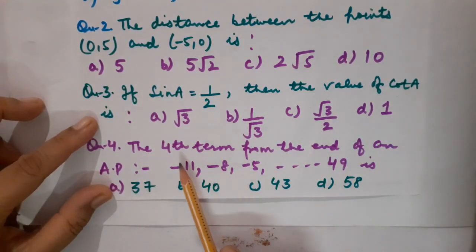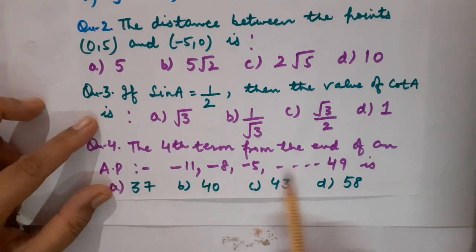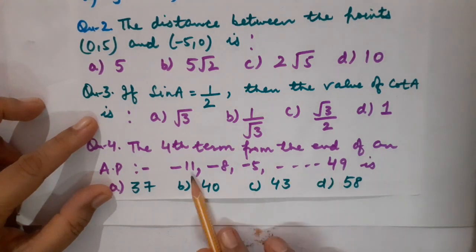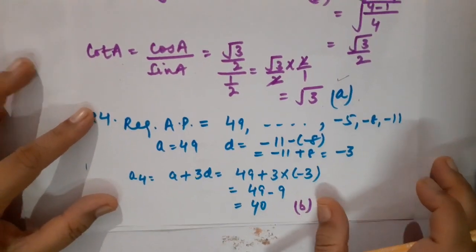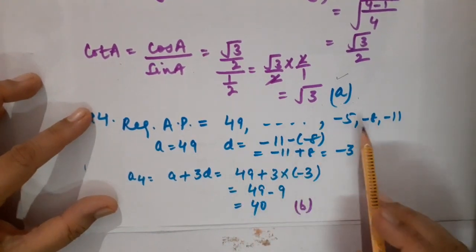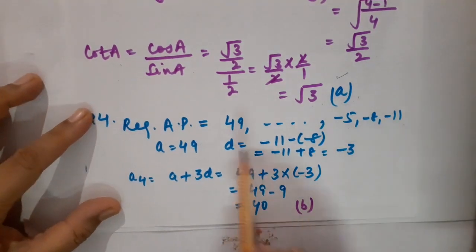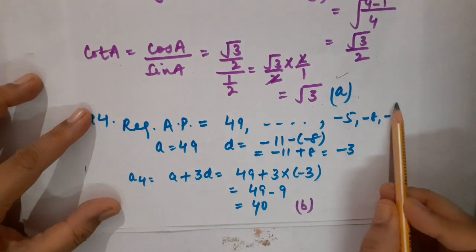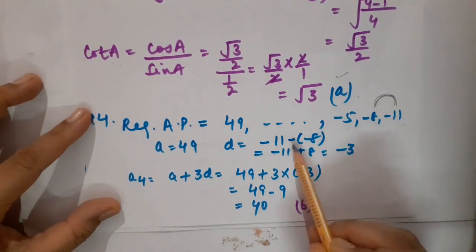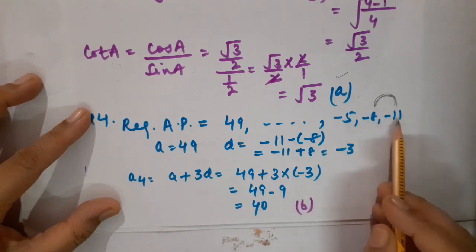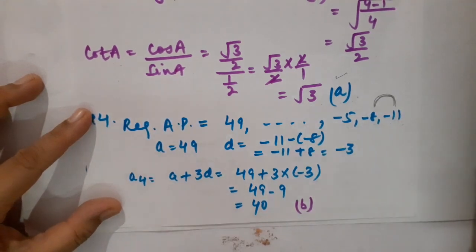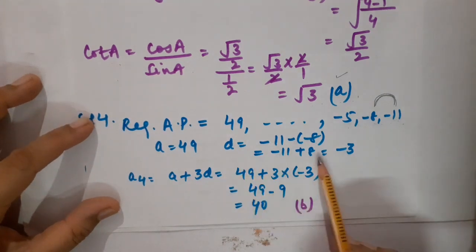Question number 4. Find the fourth term from the end of the given AP. As we have to calculate the fourth term from the end, definitely we will have to write the given AP in the reverse order. So children, AP in reverse order is 49, dash dash dash, minus 5, minus 8, minus 11. So A will be 49, D will be minus 11 minus of minus 8, correct? Because succeeding minus preceding term we use for calculating common difference. So D is equal to minus 3.